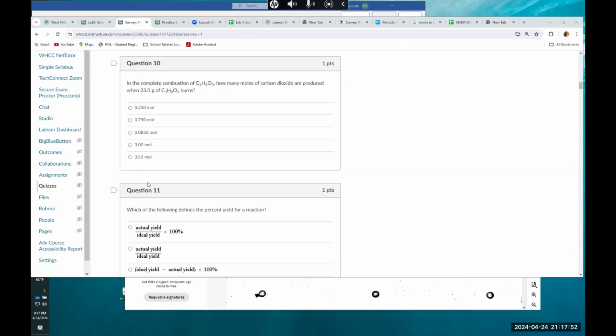Okay, let's see. In the complete combustion of C3H8O3, how many moles of carbon dioxide are produced when 23.0 grams of C3H8O3 burns? And we have to put in moles.